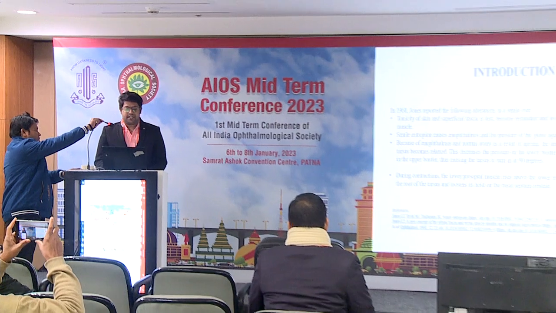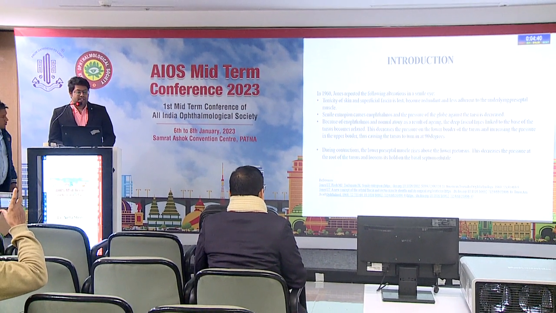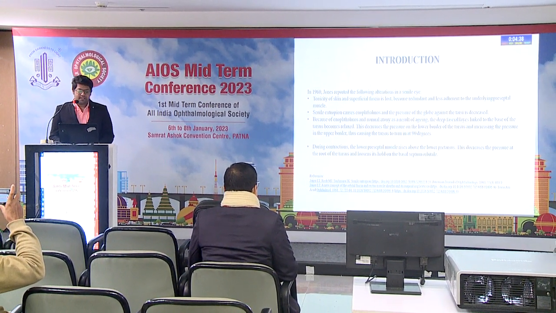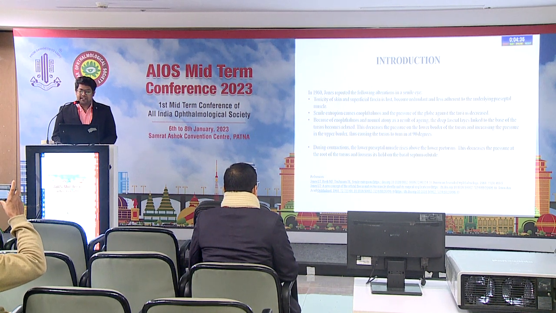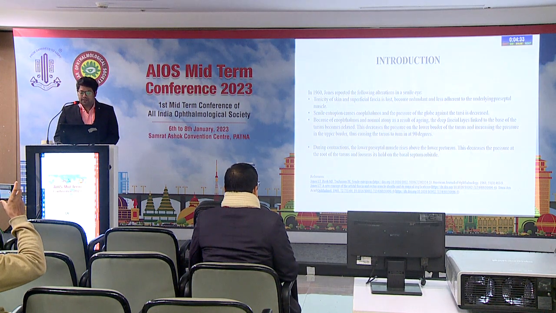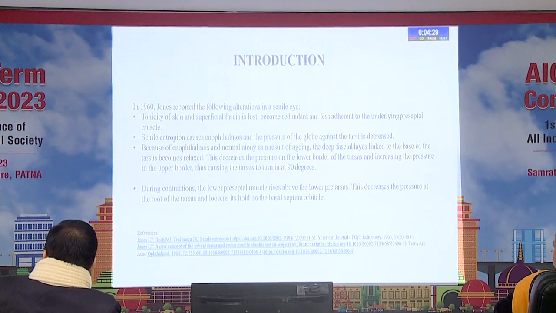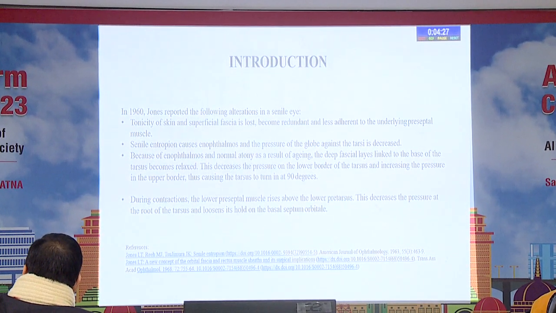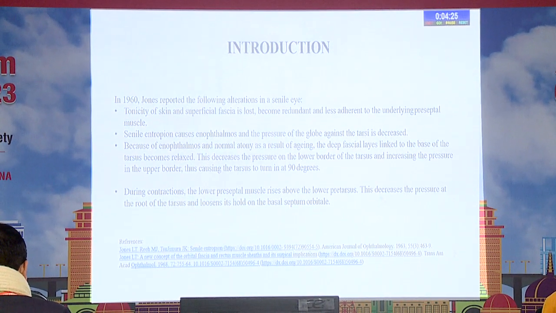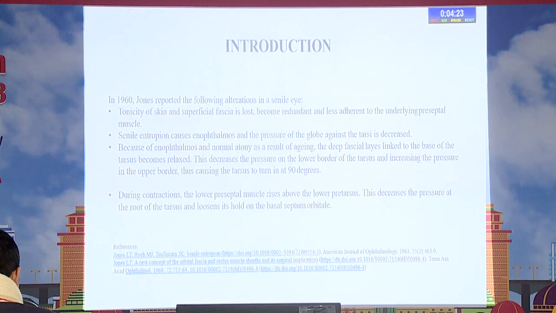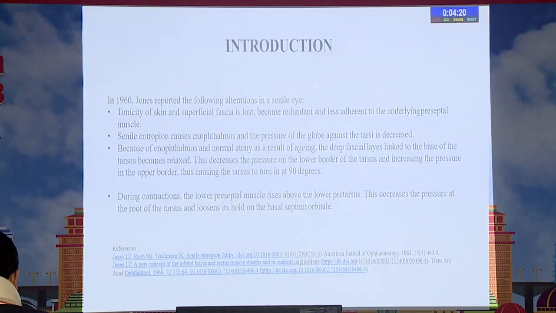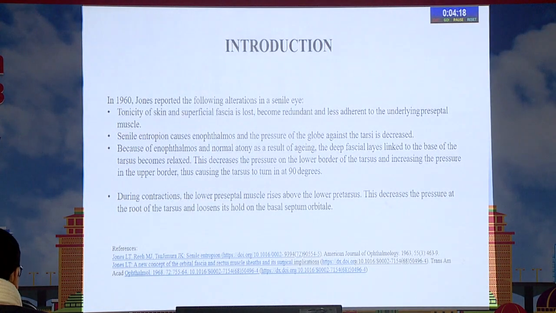In 1960, Lester Jones reported the following changes in a senile eye. The tonicity of the skin and the superficial fascia is lost and they become redundant and less adherent to the underlying preseptal muscle. Senile entropion causes enophthalmos and the pressure of the globe against the tarsus is decreased. Because of enophthalmos and normal atony as a result of the aging process, the deep fascial layers linked to the base of the tarsus become relaxed.